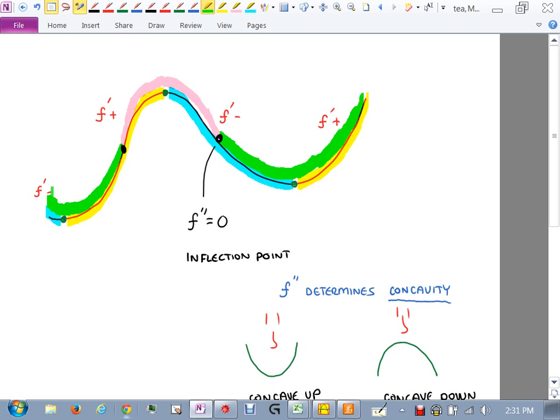So if I tell you that a function is concave up, can you tell me if it's going up or down? If all I tell you is that a function is concave up, can you tell me if it's going up or down? Right here, this is all concave up, right? Is it going up or down in here? It's both, right? It's down then up, right?